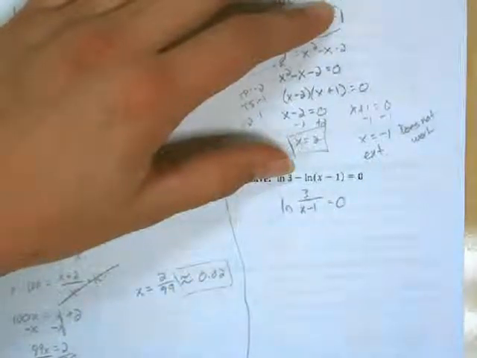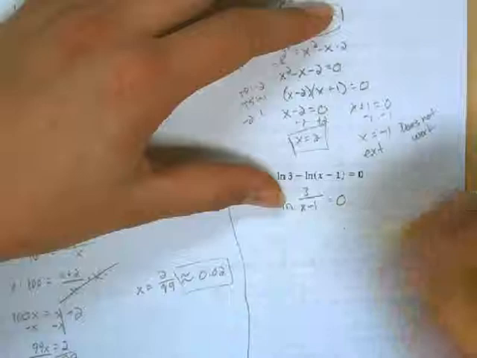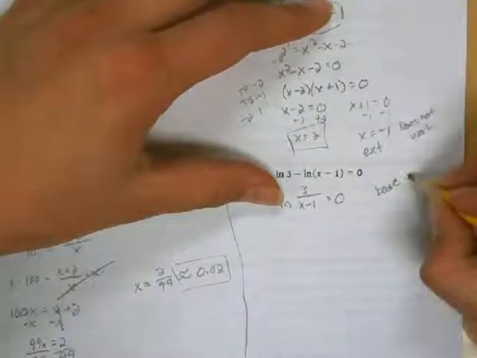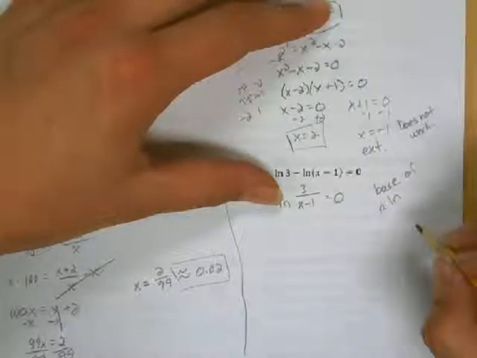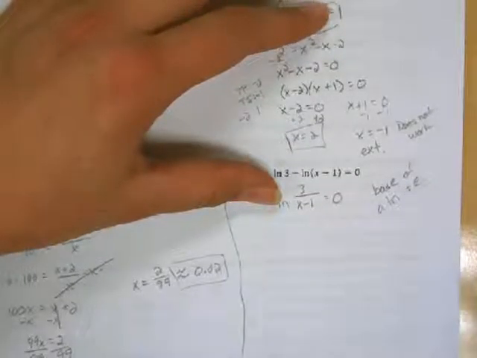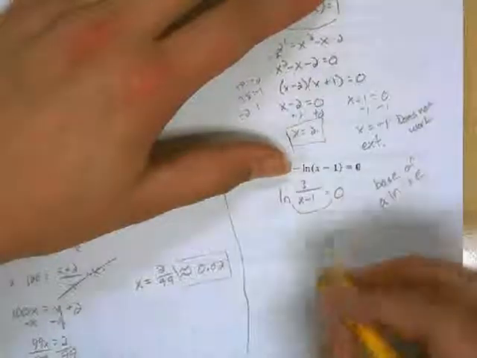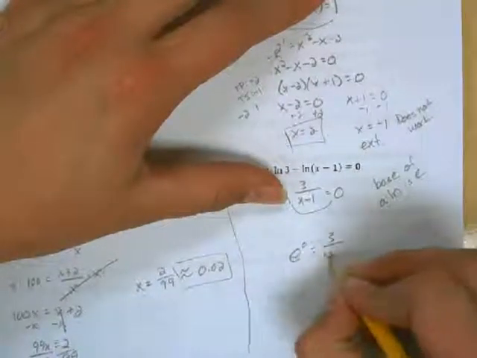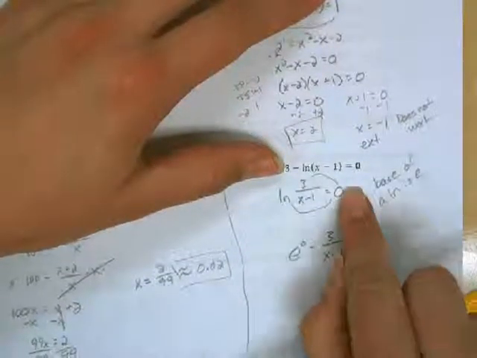Okay? Well, what is the base of a natural log? If you need to write it down again, this is last unit, but the base of a natural log is e. So this, when I go to convert, means e to the 0 power equals 3 over x minus 1.